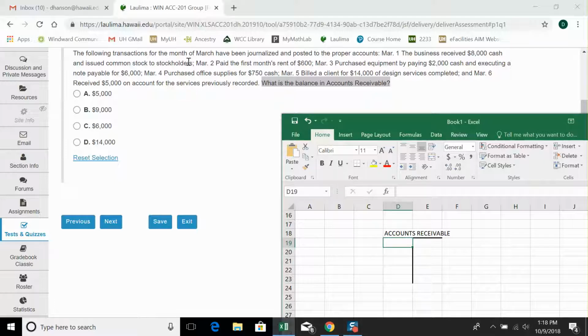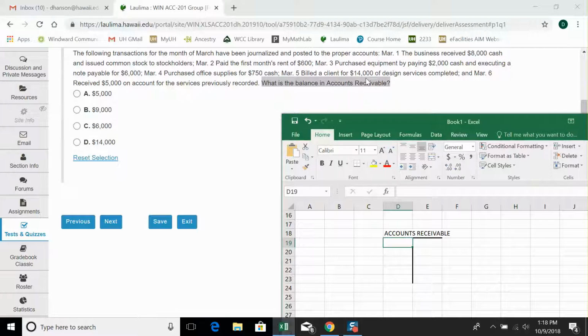Okay, so it says for a month of March, on March 1, the business received 8,000 cash and issued common stock to stockholders. Okay, so that doesn't have an effect on accounts receivable, so I'm going to ignore that. We paid the first month's rent, no effect on accounts receivable. Purchased equipment by paying 2,000 cash and executing a note payable for 6,000. No effect on accounts receivable. Purchase office supplies for 750 cash. No effect on accounts receivable.